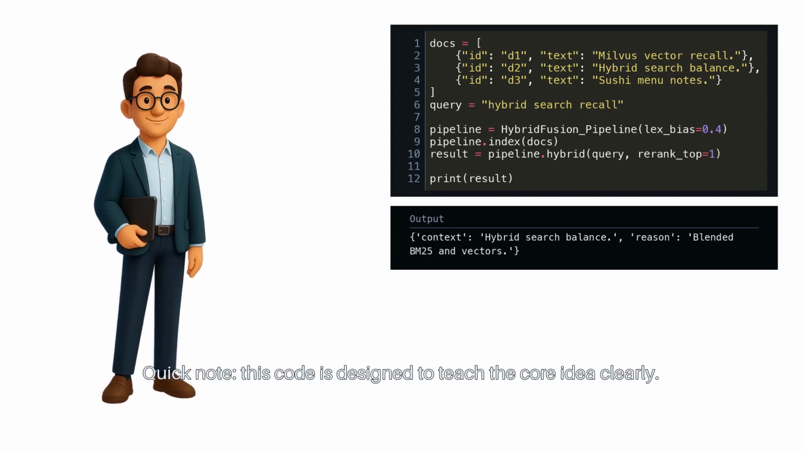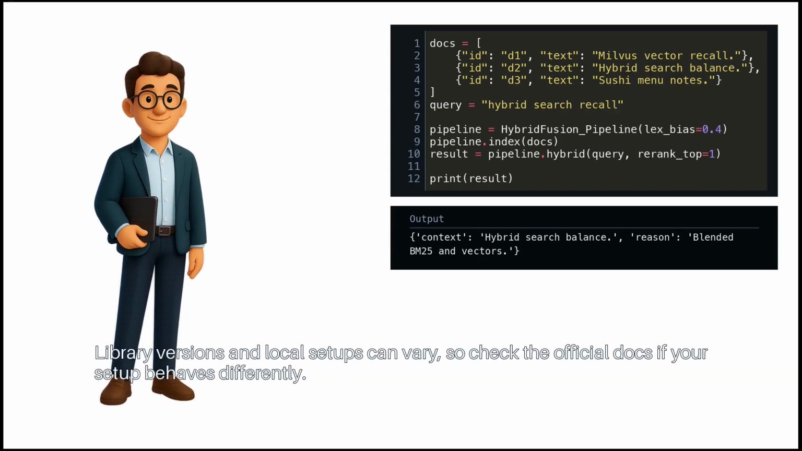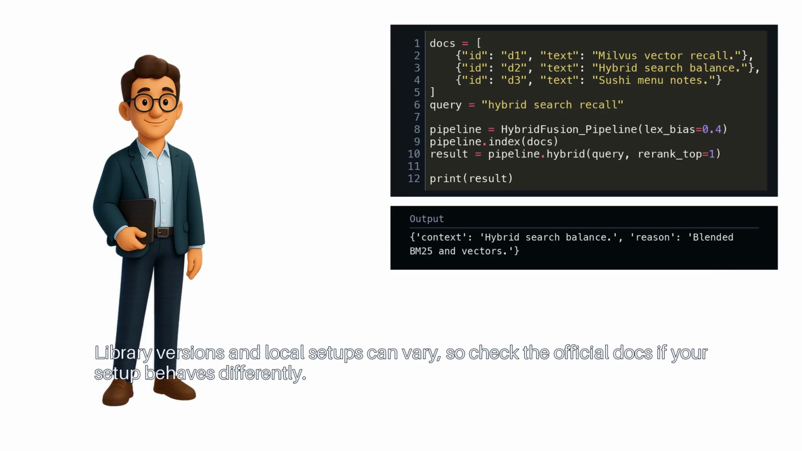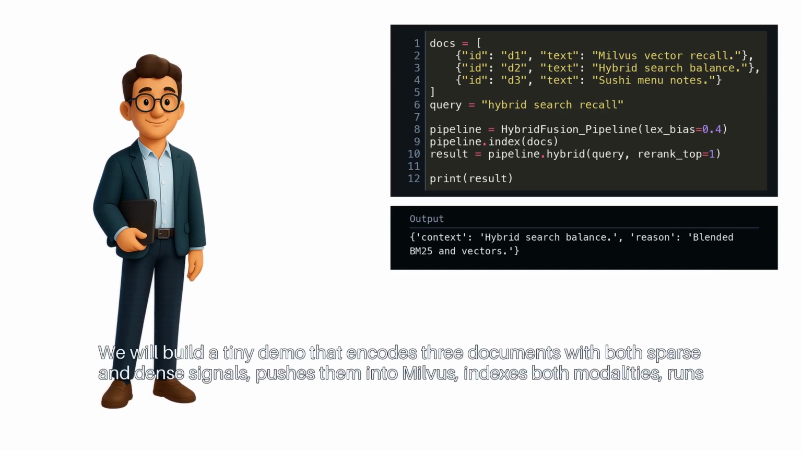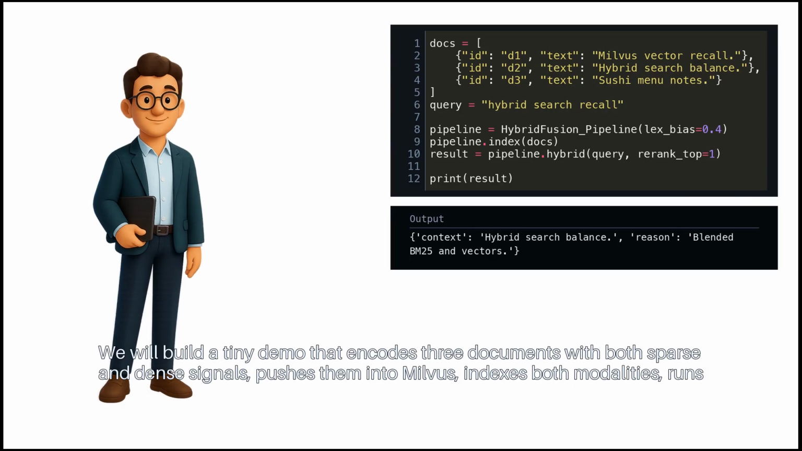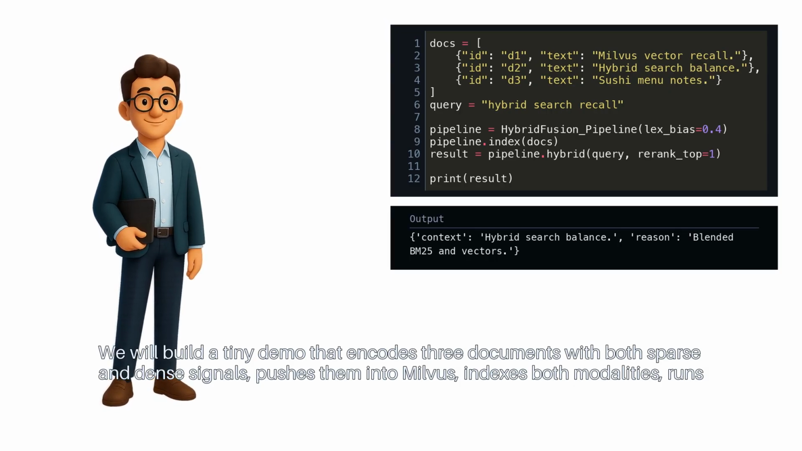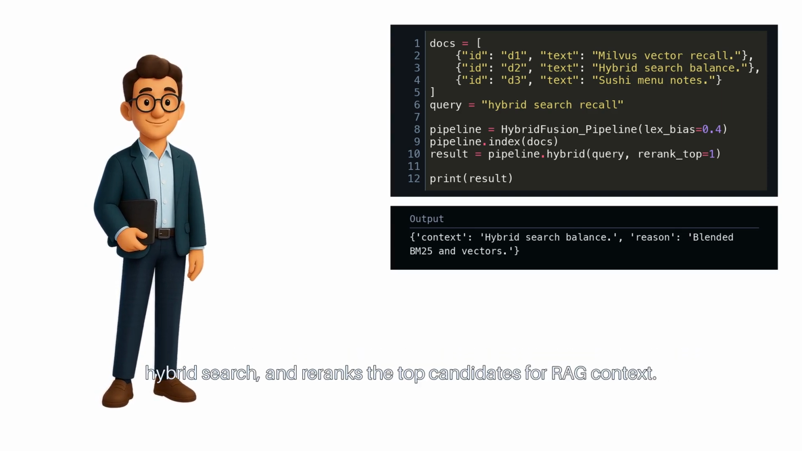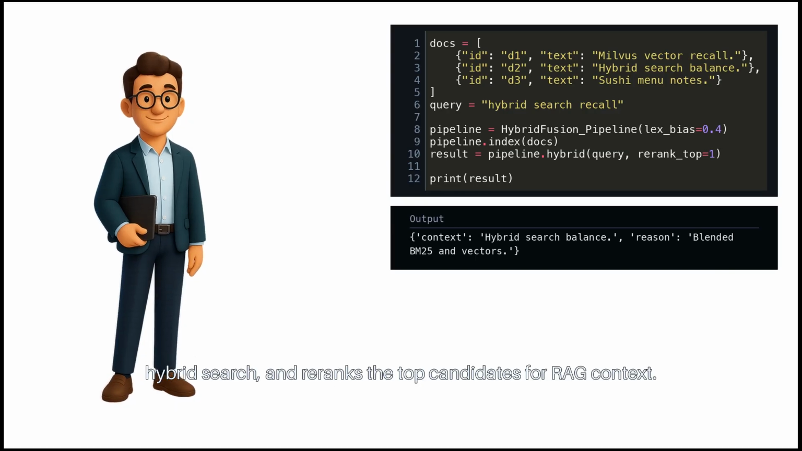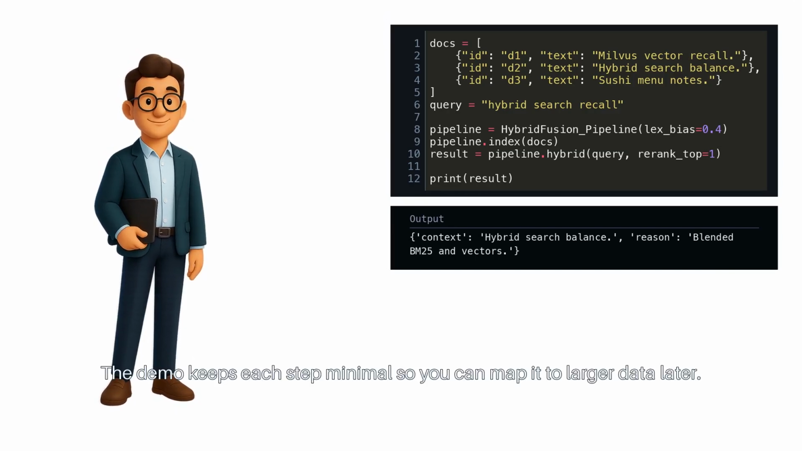Quick note, this code is designed to teach the core idea clearly. Library versions and local setups can vary, so check the official docs if your setup behaves differently. We will build a tiny demo that encodes 3 documents with both sparse and dense signals, pushes them into Milvus, indexes both modalities, runs hybrid search, and re-ranks the top candidates for RAG context. The demo keeps each step minimal, so you can map it to larger data later.